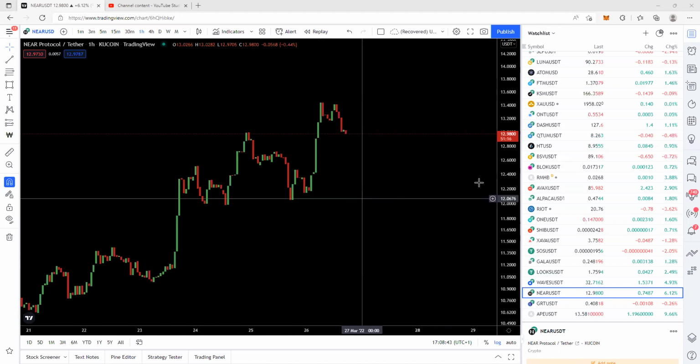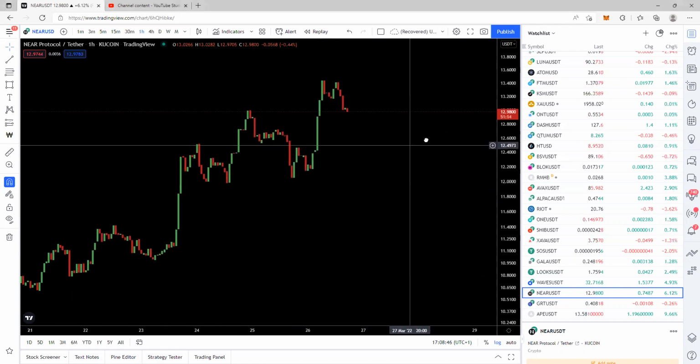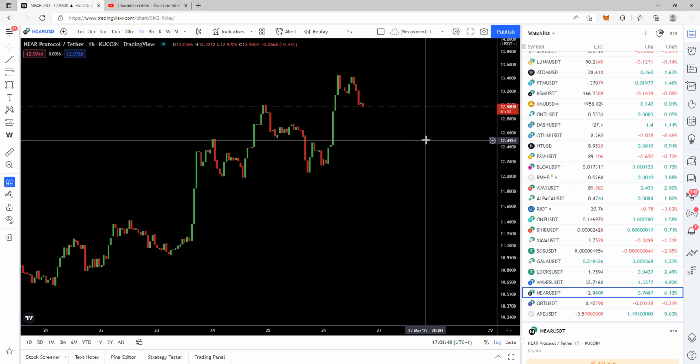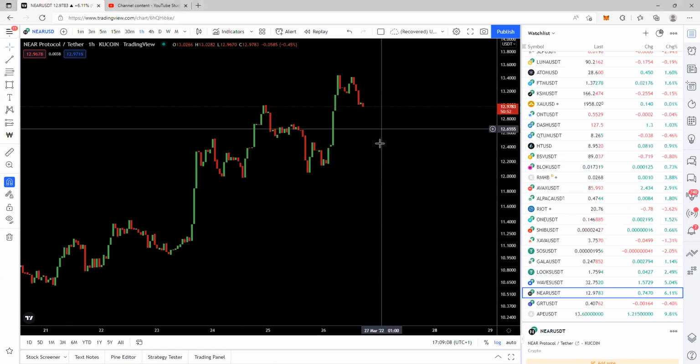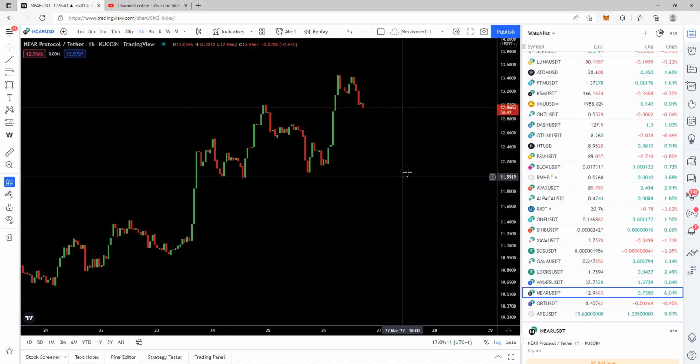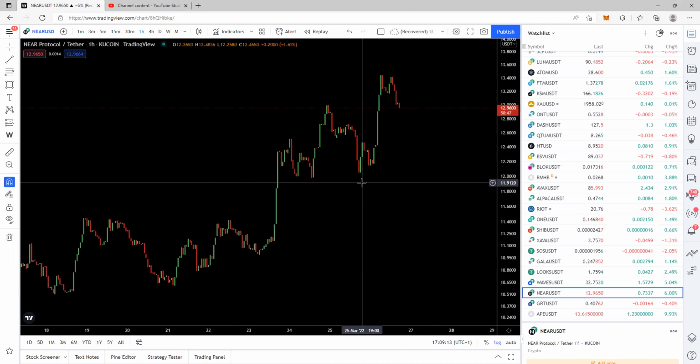Today is going to be a short tutorial on how to look for shorts in the market. Today, as I was going through the market, I noticed that Near Protocol was coming on to a short, and we're going to look at some things and see how we can identify shorts or potential areas to gain from shorts in the market or shorting the market. So let's go ahead and take a look.